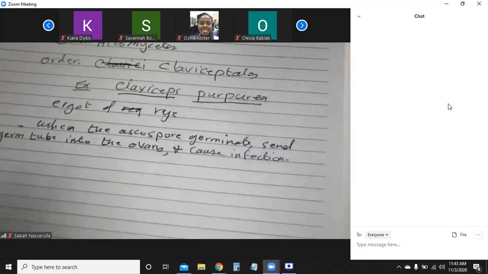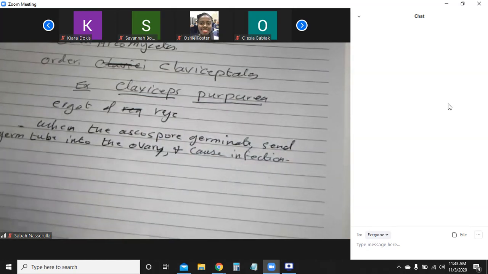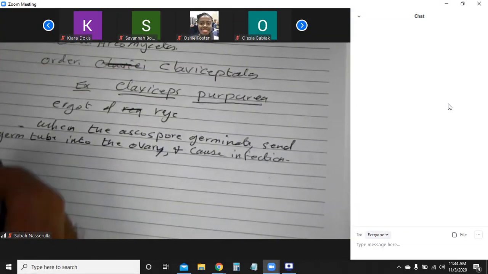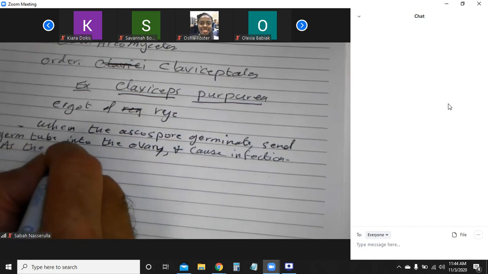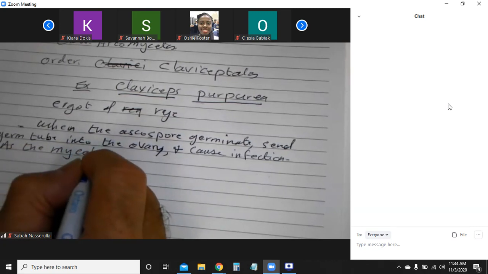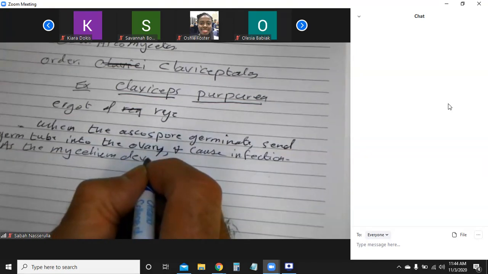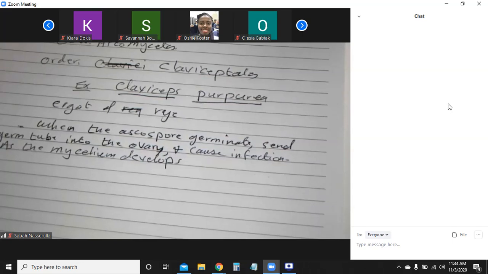And basically, as this is the ovary here, and as the mycelium grows, of course it is going to destroy it. As the mycelium develops, it destroys the ovary.